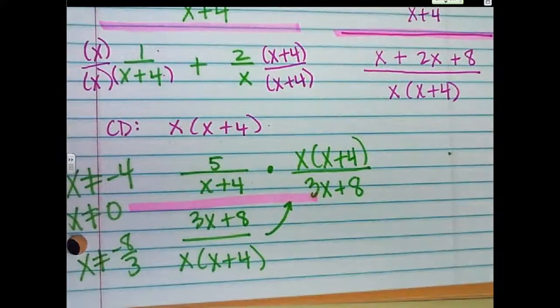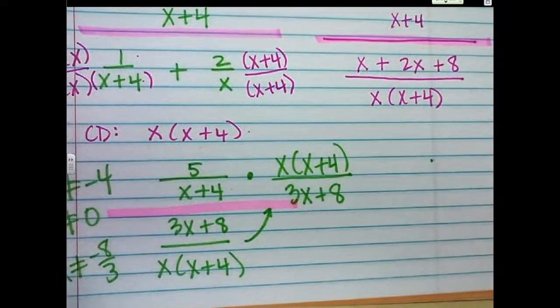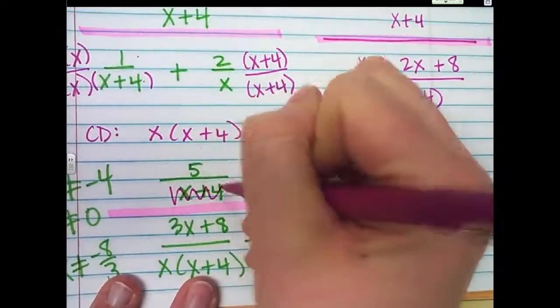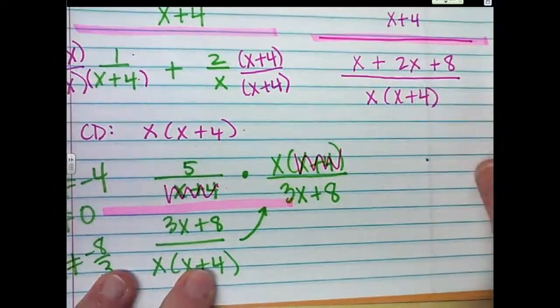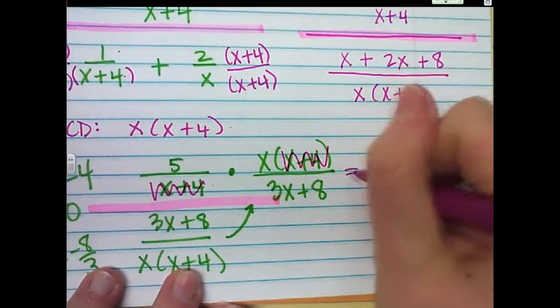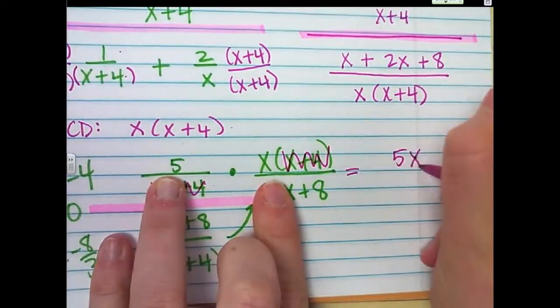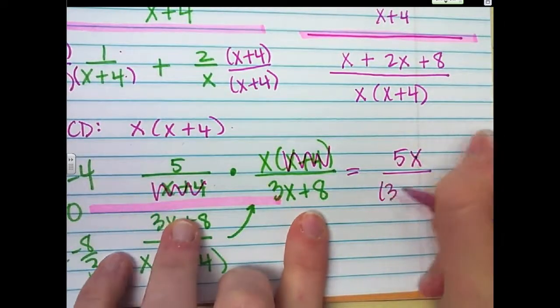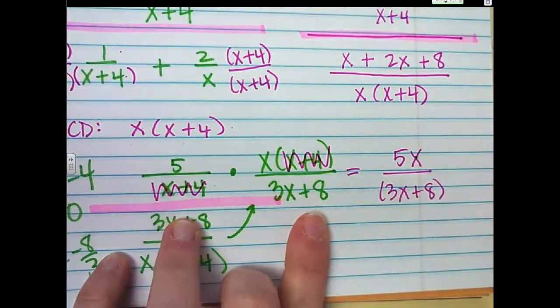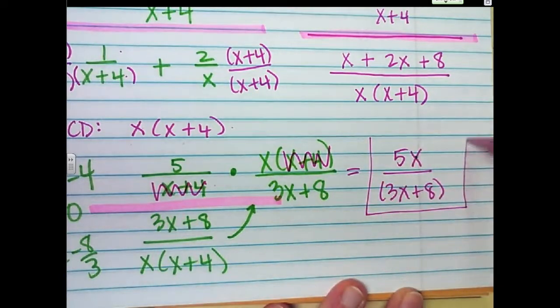We just cross out what we can, like yesterday. So what can I cross out? X plus 4. And that's it. So my final answer, 5x over 3x plus 8. I can't reduce, so I'm done.